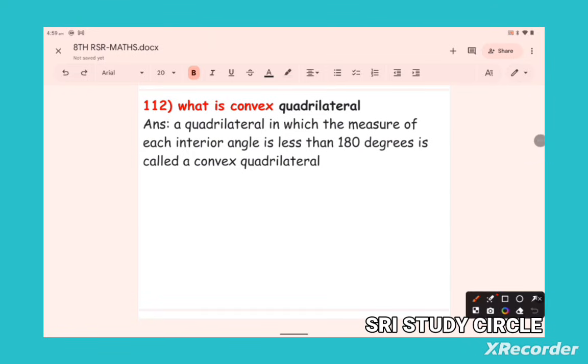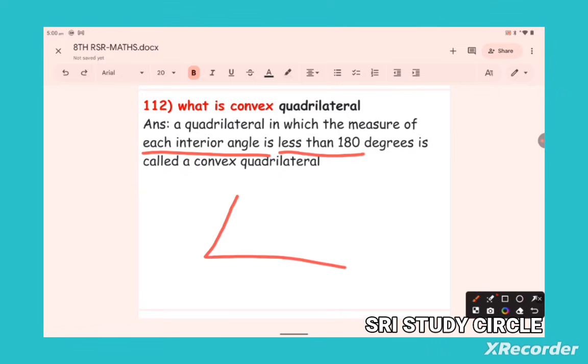What is convex quadrilateral? A quadrilateral in which the measure of each interior angle is less than 180 degrees is called convex quadrilateral. If each interior angle of a quadrilateral is less than 180, then such type of quadrilateral is known as convex quadrilateral.